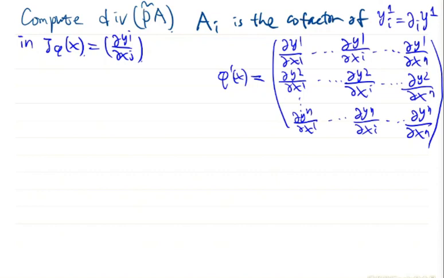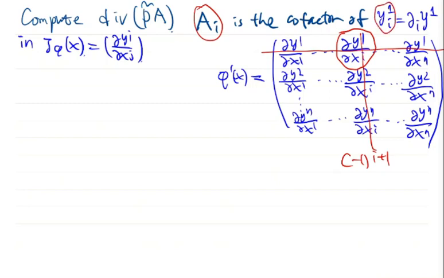The cofactor of this element y1, which is the partial derivative of y1 with respect to x_i: you remove this row and this column, and then the remaining entries form an n-1 by n-1 matrix. Its determinant multiplied by -1 to the power i plus 1 is the cofactor. But this is just the ith component of our A. Therefore, this is just A_i. So this justifies our declaration that A_i is the cofactor of this element in the determinant of this matrix. That is our Jacobian matrix.